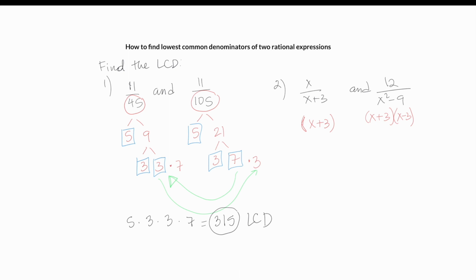Now, if you look closely, you have x plus 3 in the first denominator and x plus 3 in the second denominator. But the second denominator also has x minus 3. So that x minus 3 needs to be given to the left denominator so that they match, x minus 3 here. And now look at them, they are exactly the same. So the LCD is x plus 3 times x minus 3.